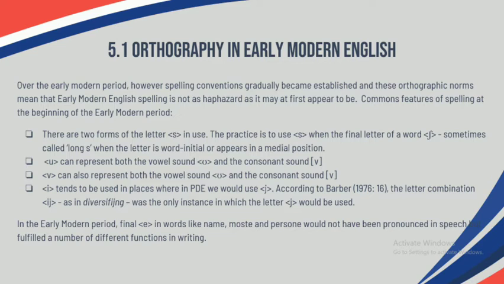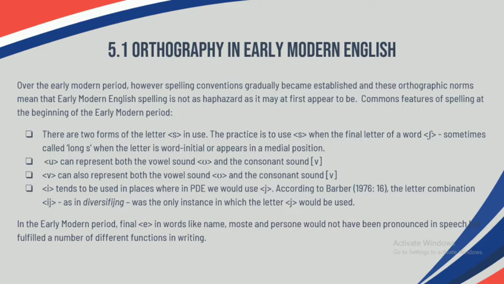Common features of spelling at the beginning of the early modern period. First, there are two forms of the letter S in use. The practice is to use S when it is the final letter of a word, and what is sometimes called long S when the letter is word initial or appears in medial position. The second one is U can represent both the vowel sound and the consonant sound V. Third, V can also represent both the vowel sound and the consonant sound V.